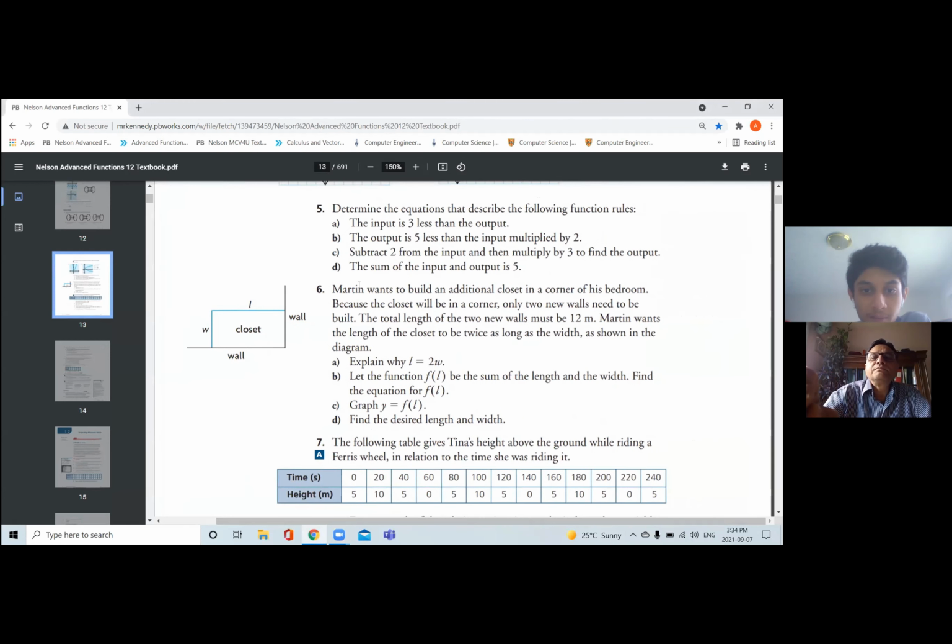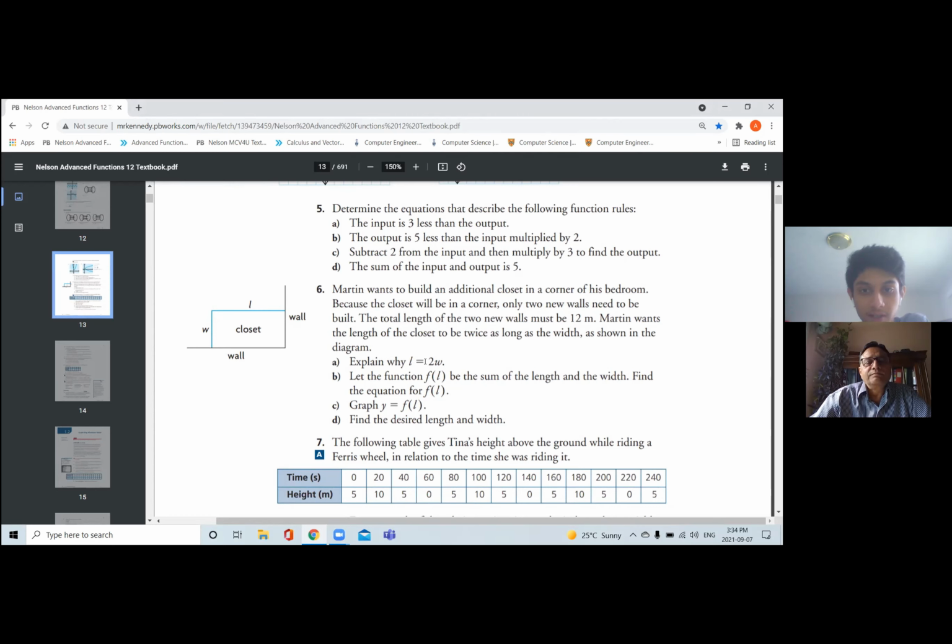Yes, sir. Martin wants to build an additional closet in a corner of his bedroom. Because the closet will be in a corner, only two new walls need to be built. The total length of the two new walls must be 12 meters. Martin wants the length of the closet to be twice as long as the width, as shown in the diagram. Explain why L equals 2W.